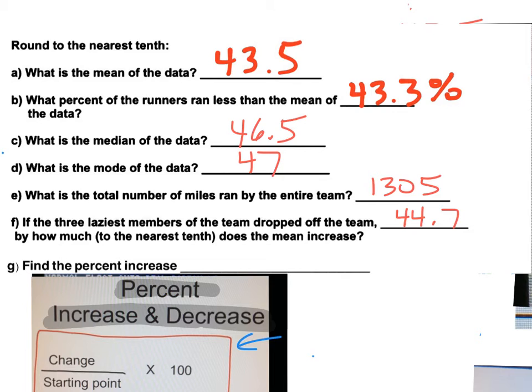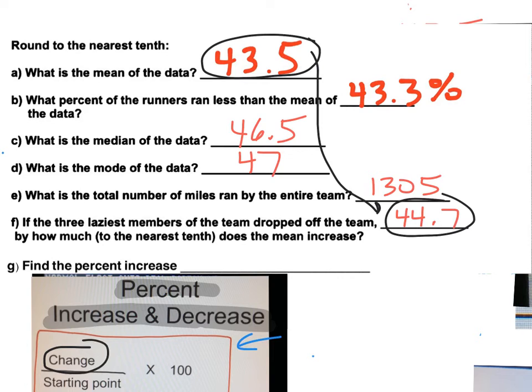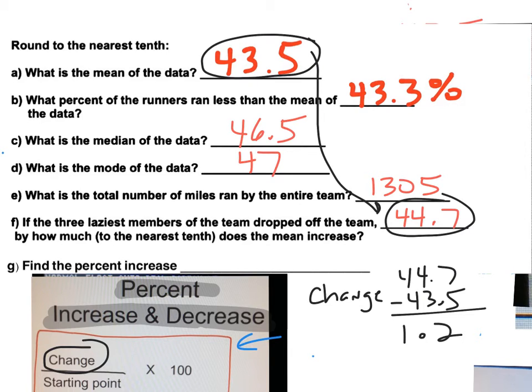Well, here, the average went from 43.5 up to 44.7. So the way we're going to calculate the change is we're just going to subtract those two values. So do 44.7 minus 43.5 to get 1.2. So that's what the change in the average turned out to be, 1.2. We're going to divide that by the starting point.